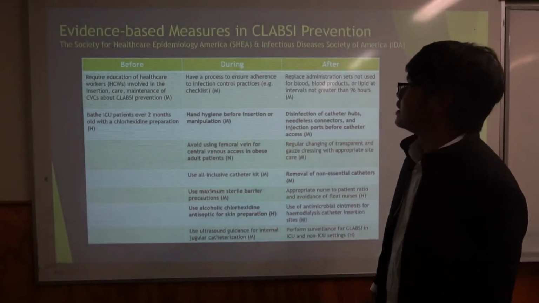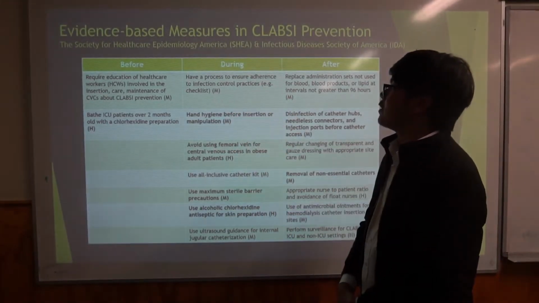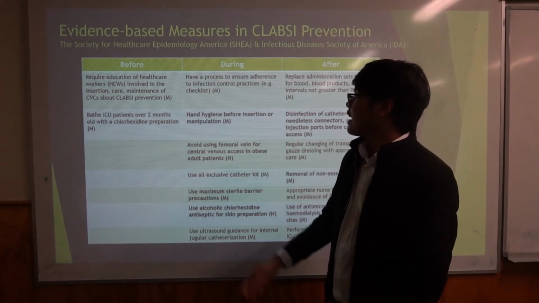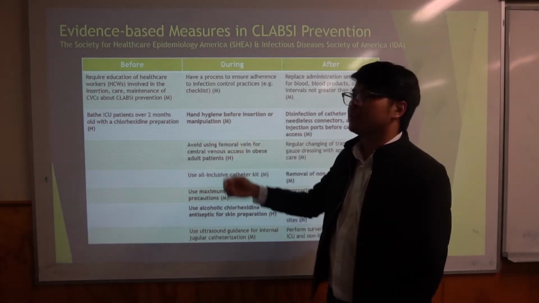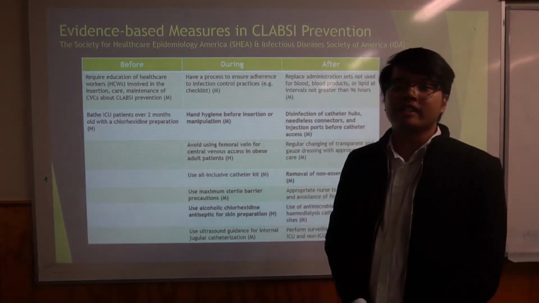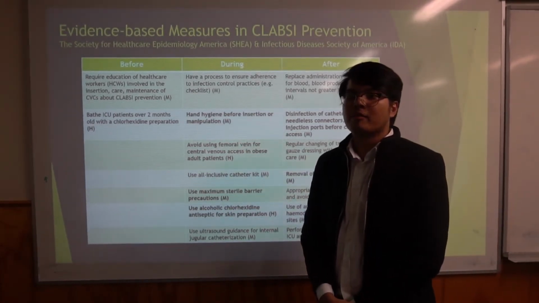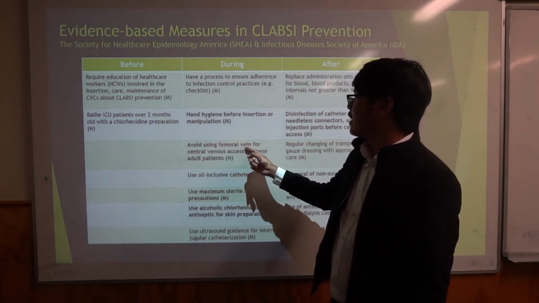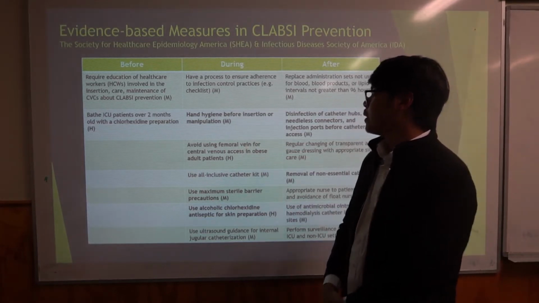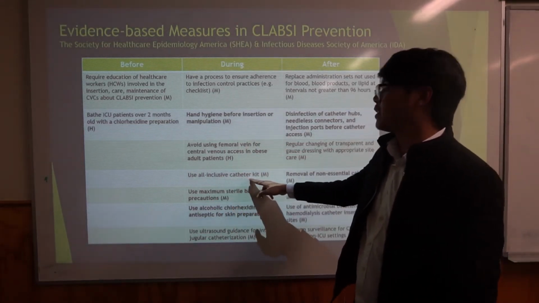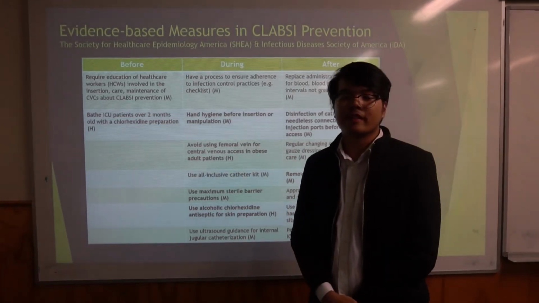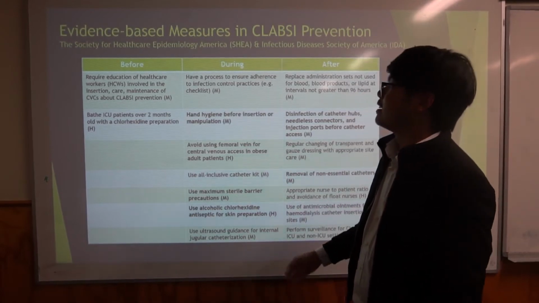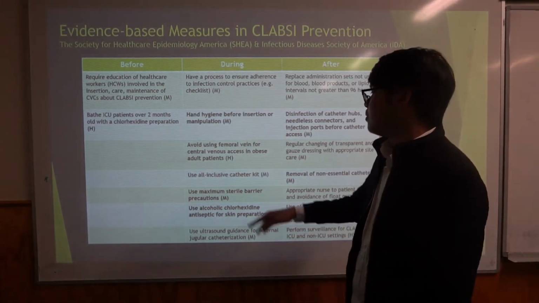During catheterization, we should have a process to ensure adherence to infection control practices, for example, a checklist. Next, hand hygiene before insertion or manipulation. WHO's hand hygiene guidelines is the single most important practice to reduce infection. Avoid using femoral vein for central venous access. Using an all-inclusive catheter kit. A catheter kit which has the essentials is really important to maintain the highest standard of care.